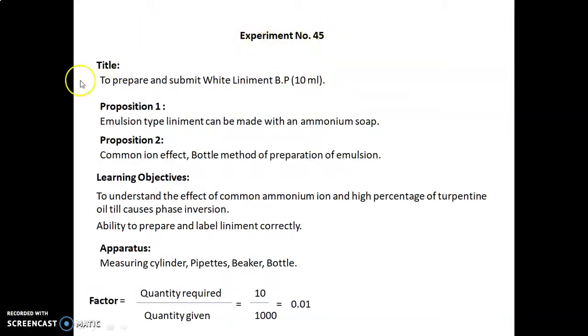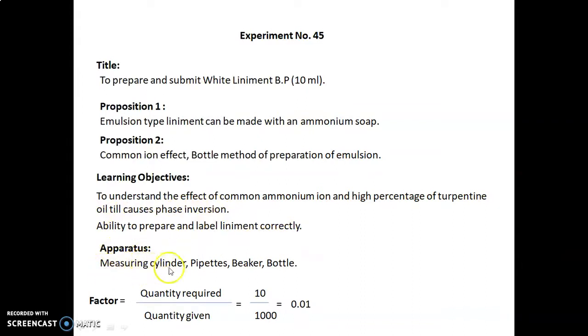Experiment number 45. The title of this experiment is to prepare and submit White Liniment BP, British Pharmacopoeia, 10 ml. Proposition 1: emulsion type liniment can be made with an ammonium soap. Proposition 2: common ion effect, bottle method of preparation of emulsion. Learning objectives are to understand the effect of common ammonium ion and a high percentage of turpentine oil in causing phase inversion, and the ability to prepare and label a liniment correctly.